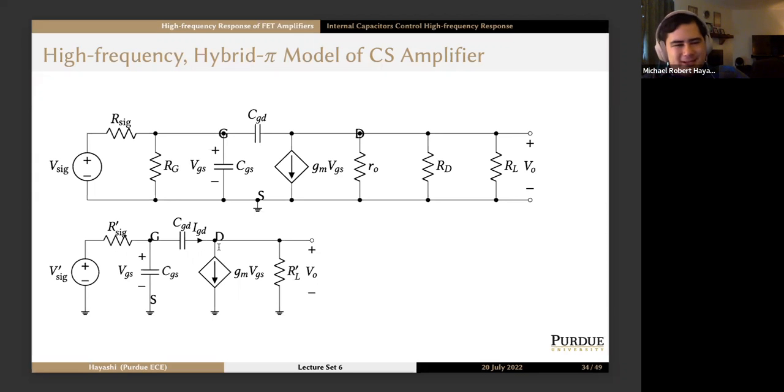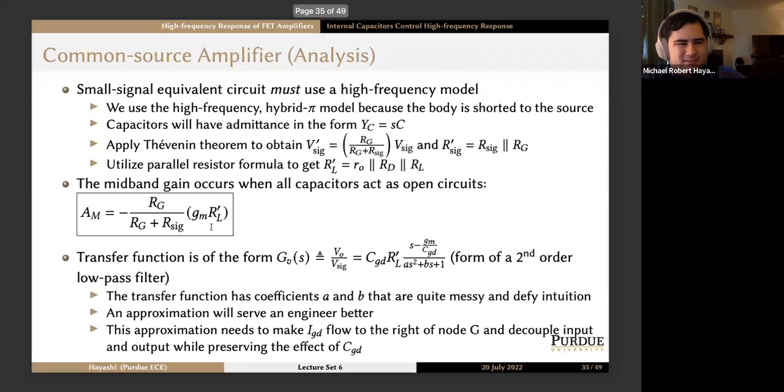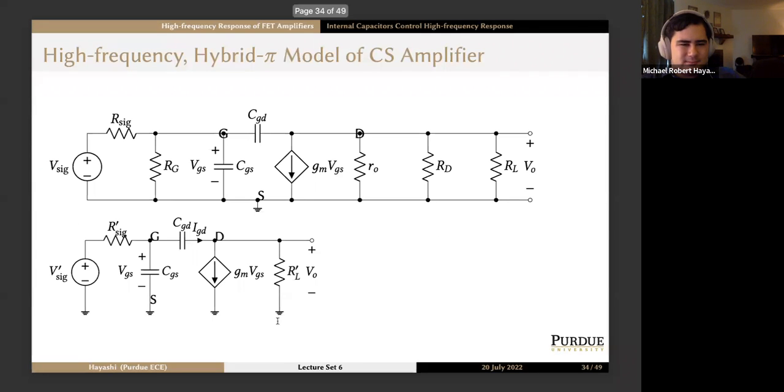We can find the mid-band gain. This should be possible when all the capacitors act as open circuits. So we'll get RG over (RG plus R sig) times negative gm RL prime, which is what you would expect right here.